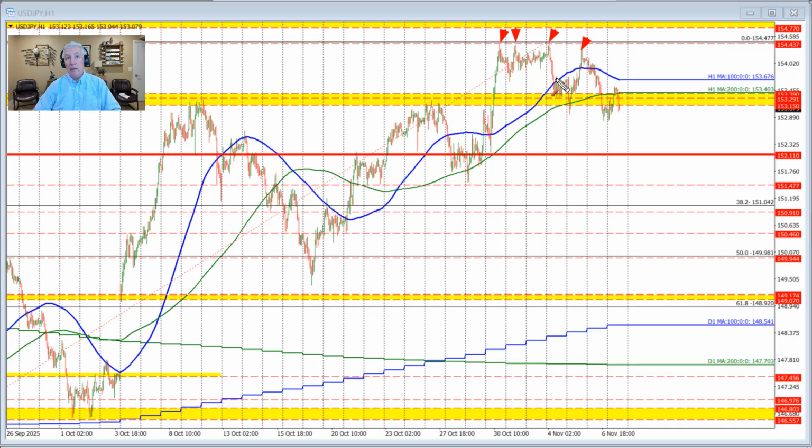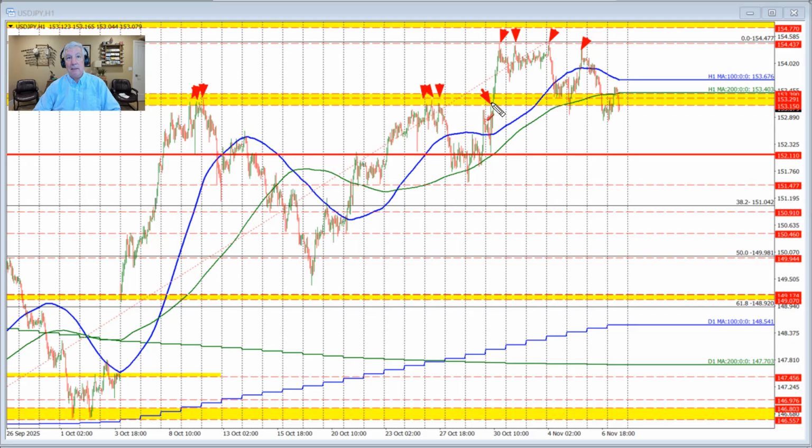All the while we're trading above and below the 200 and 100-hour moving averages, the green and blue lines in this chart, and also below this old swing level right through here, which was defined by a number of different swing highs going back here, forming this ceiling.